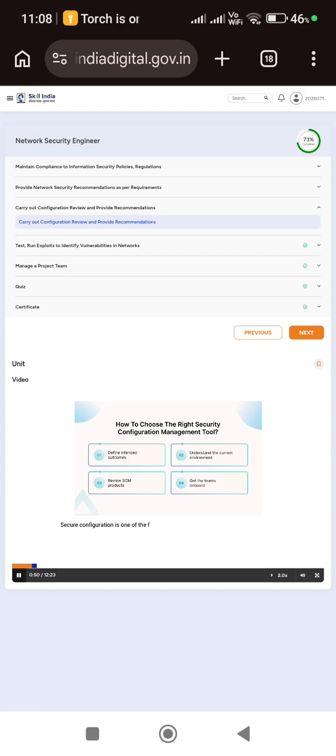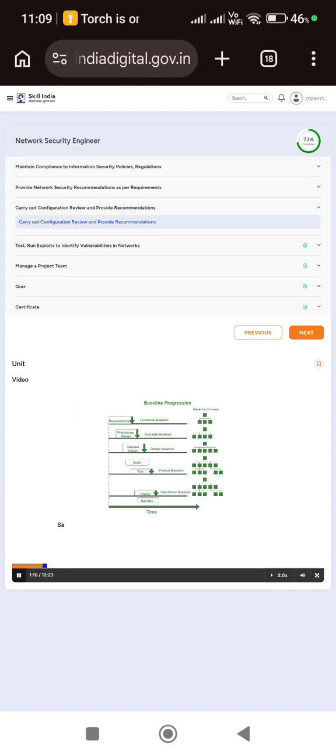Secure configuration is one of the fundamental pillars of network security. It involves applying security best practices to software, hardware, and network devices to minimize vulnerabilities and reduce the attack surface. The primary objective is to ensure that all network components operate with the least privilege necessary while enforcing strong security policies. Baseline configuration, on the other hand, refers to a predefined set of security settings that define the minimum security posture required for a system or network device before deployment.